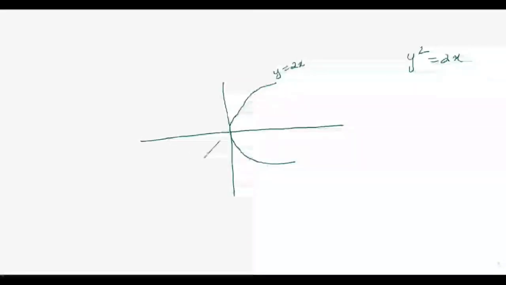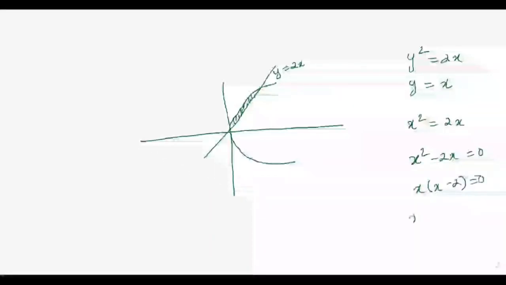Now x is equal to y. That will be a straight line, isn't it? So you have to find the area enclosed within this. Okay, so how can you do it? Y is equal to x, so just solve this. So x square is equal to 2x. So x square minus 2x is equal to 0. So x into x minus 2 equal to 0. So x equal to 0 or 2. So those are the points.